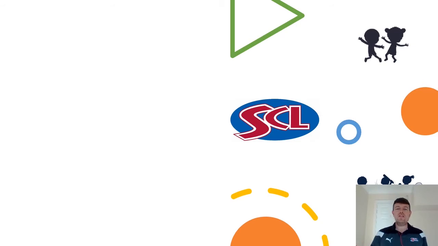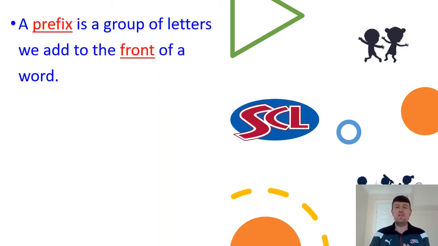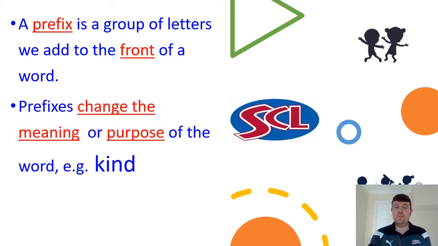So firstly, what is a prefix? A prefix is simply a group of letters we add to the front of a word. So in this presentation, it's going to be un. Now, prefixes can change the meaning or the purpose of a word.